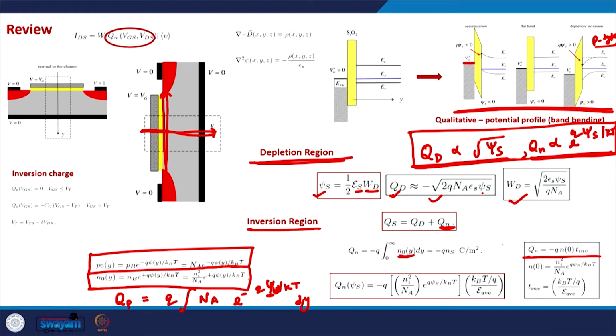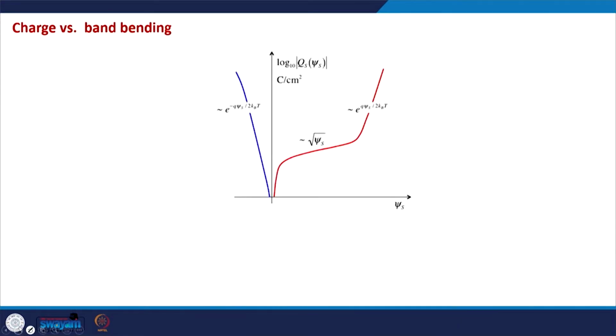So just to summarize all these various regimes, what we can do is plot a relationship between the semiconductor charge and the surface potential. The semiconductor charge Qs, if you recall, is the summation of depletion charge plus inversion charge.